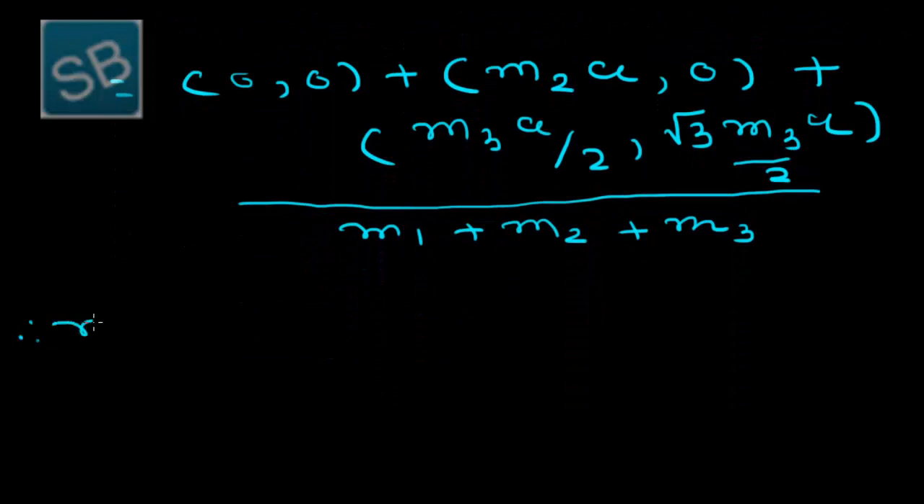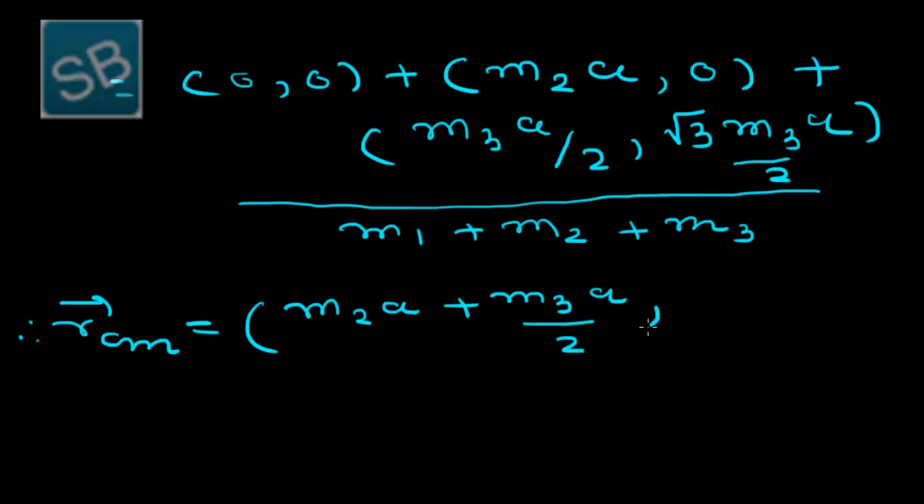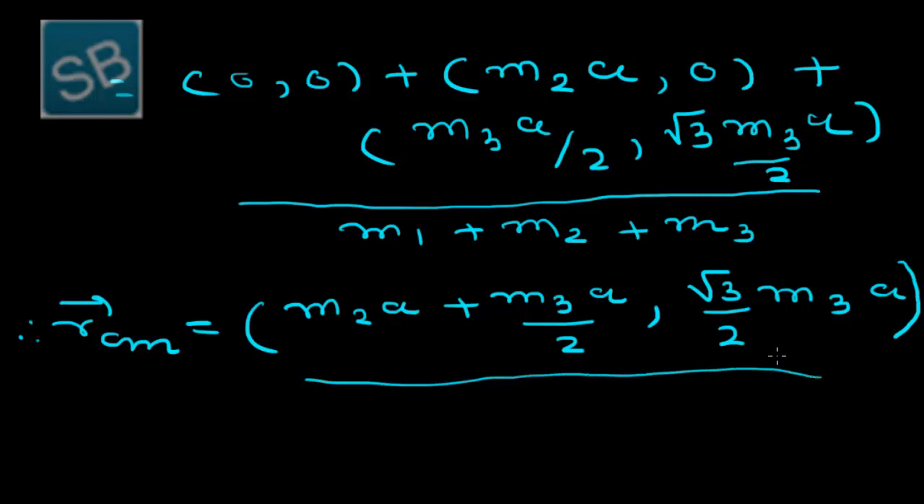Therefore, finally my position vector will be, see, this is nothing but vector addition. So I am just adding the x coordinates and the y coordinates. I will get (m2 a plus m3 a by 2, comma, 0 plus root 3 m3 a by 2). So I can write simply root 3 by 2 m3 a, and this is divided by m1 plus m2 plus m3.